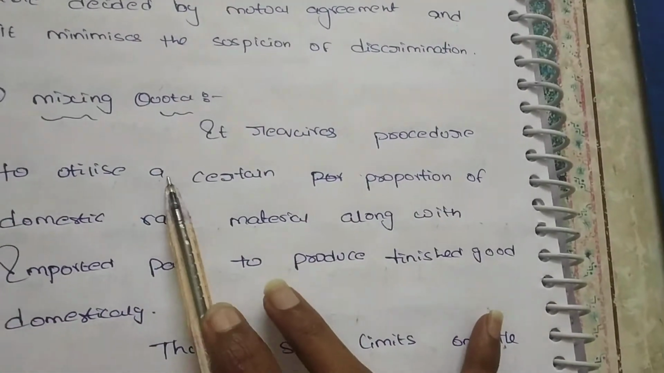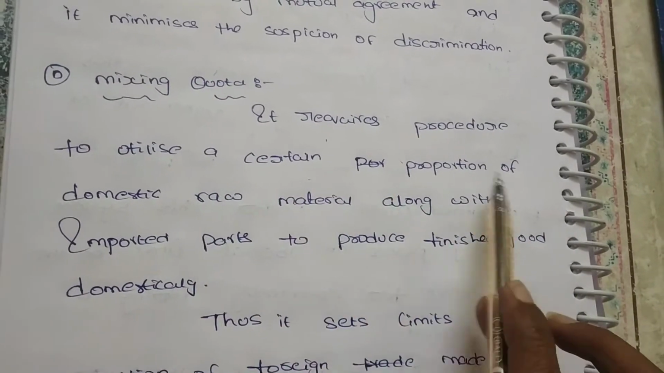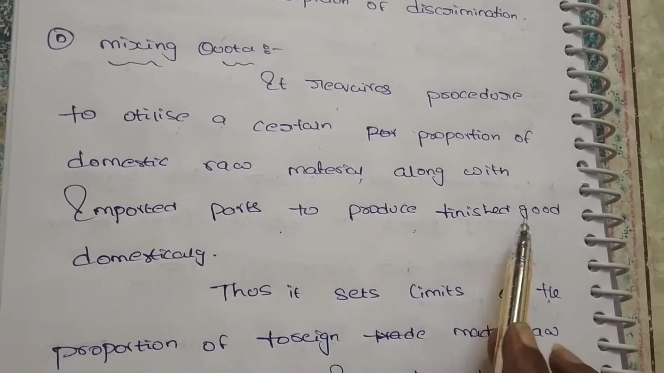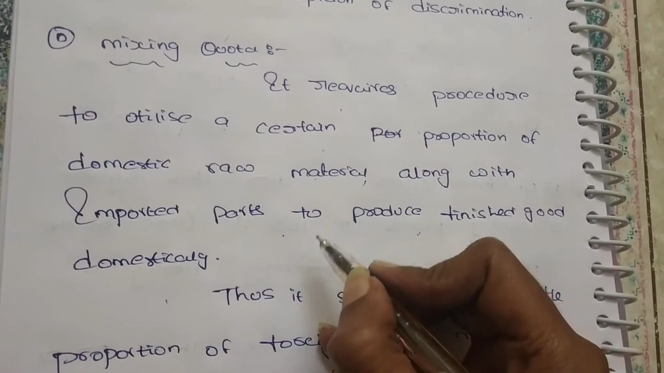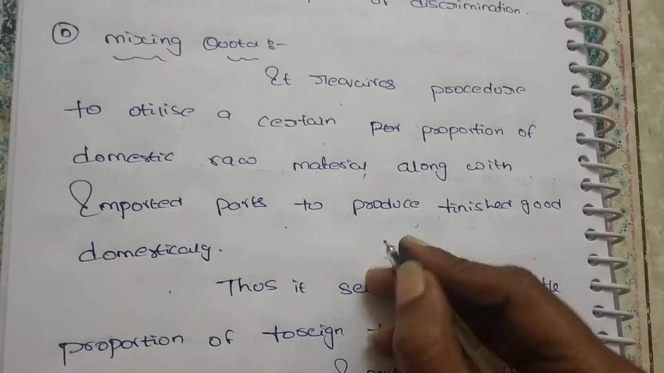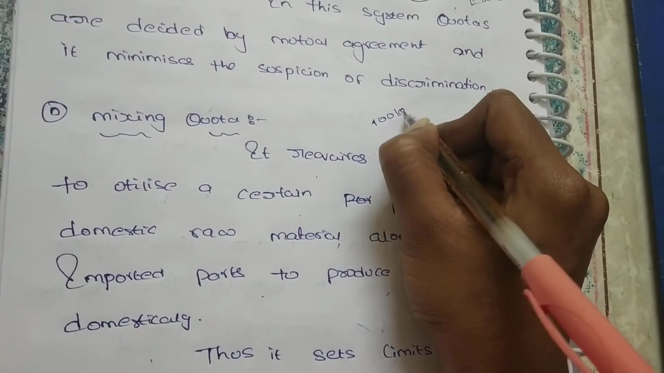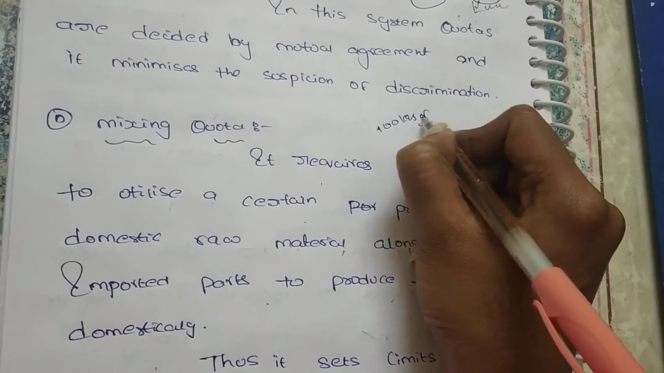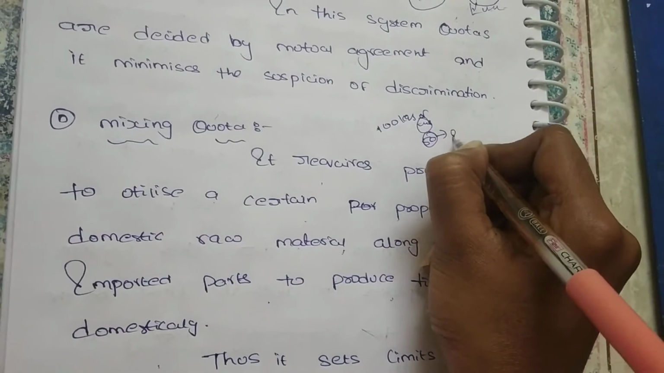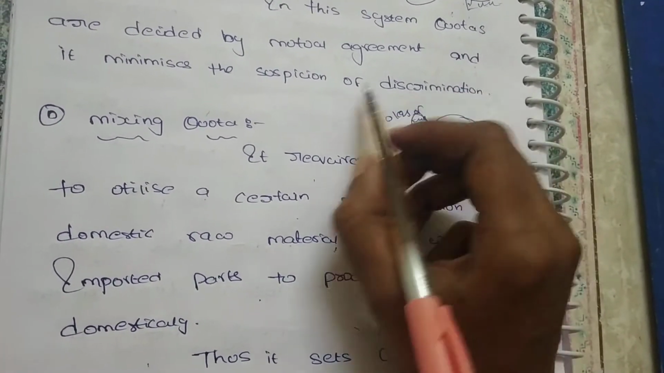What is a mixed quota? Mixed quota means it requires a procedure to utilize a certain portion of domestic raw materials along with imported parts to produce finished goods domestically. Mixed quota is mainly based upon some quantity. For example, we are importing 100 kgs of rice, but we have to utilize only 50 kgs in our production in the economy. So the other 50 kgs we are unable to use.